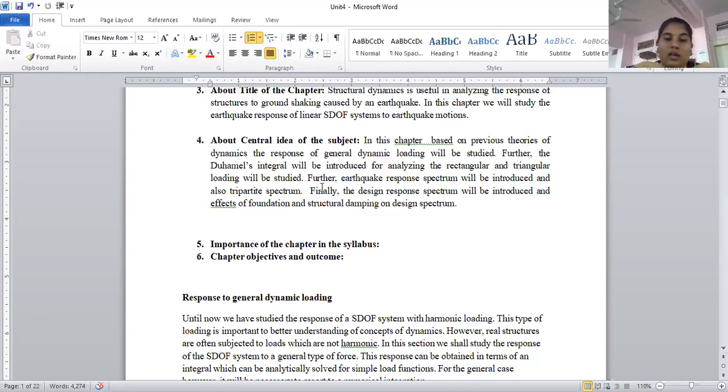Okay, so I request all of you to write down the central idea of the chapter. In this chapter, based on previous theories of dynamics, the response of general dynamic loading will be studied.